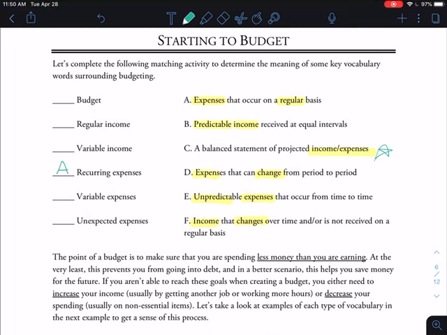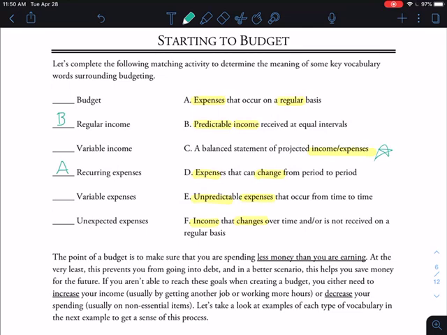For B, we have predictable income. That means it's going to be income that comes regularly, so we can see that that falls right here under regular income.